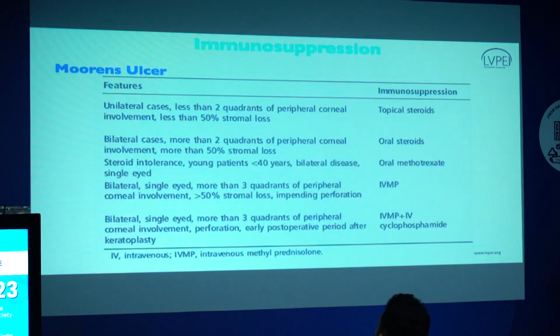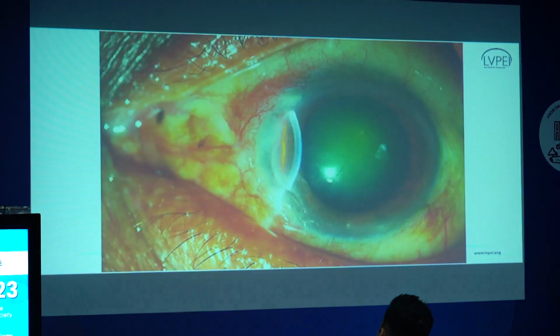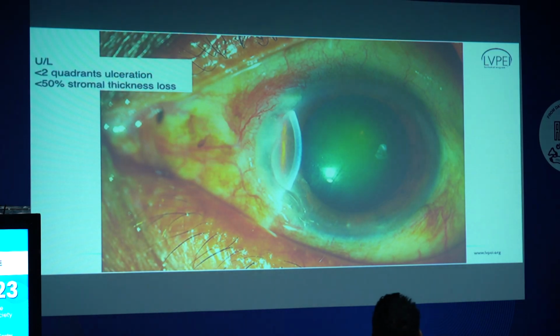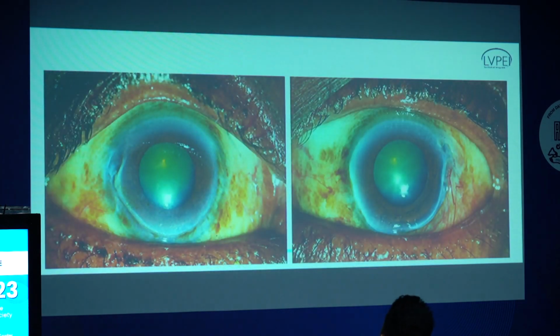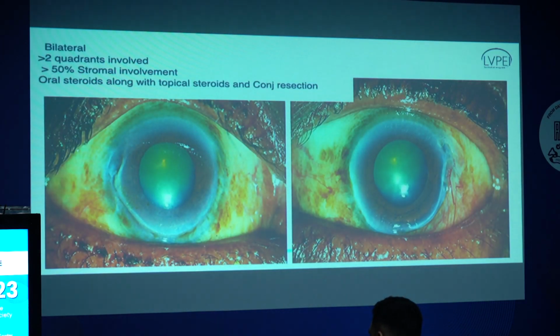and she's doing good. The other condition that we come across very frequently is Mooren's ulcer, where we follow a step ladder pattern. And it's mostly the bilateral cases with more than 2 quadrants of involvement that require some form of systemic immunosuppression. Otherwise, we could get away with just topical steroids, conjunctival resection, and UBCL. So this is one of those cases which just requires topical steroids and conjunctival resection, UBCL.